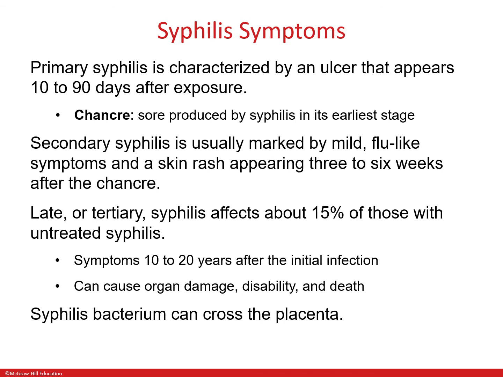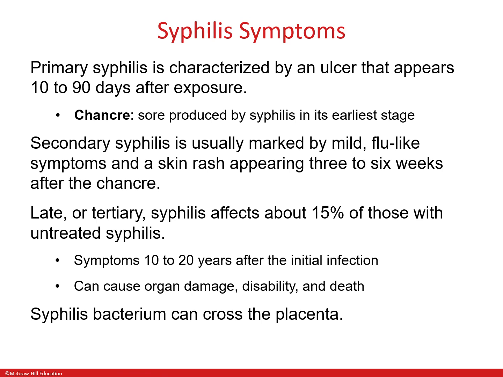If the disease is not treated during the primary stage, about a third of infected individuals progress to the chronic stages of infection. Secondary syphilis is usually marked by mild flu-like symptoms and a rash that appears 3 to 6 weeks after the canker. The rash may cover the entire body or only a few areas, but the palms of the hands and the soles of the feet are usually involved. Areas of the skin affected by the rash are highly contagious, but usually heal within several weeks or months.